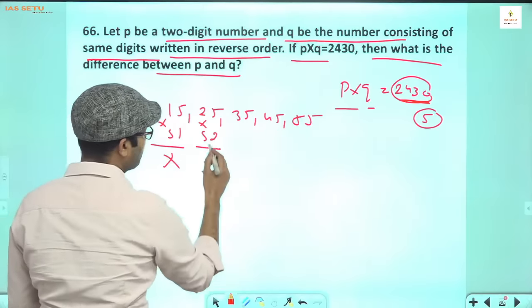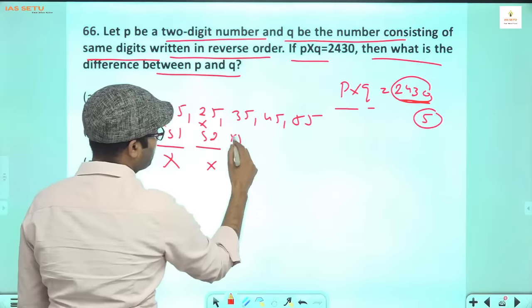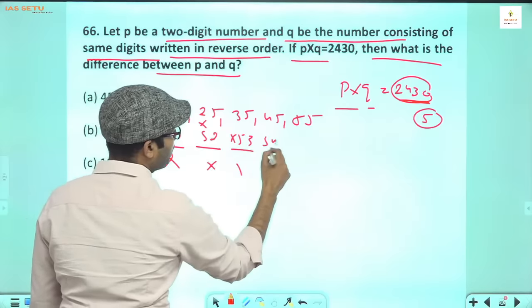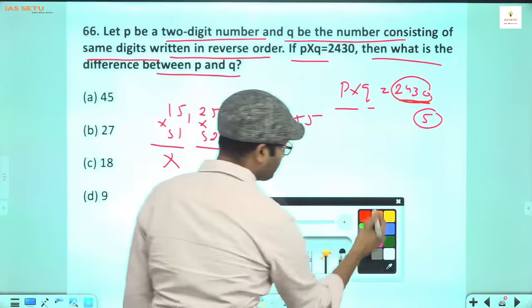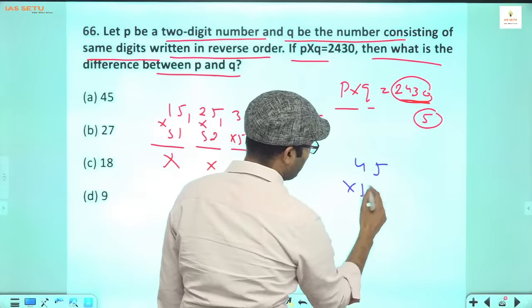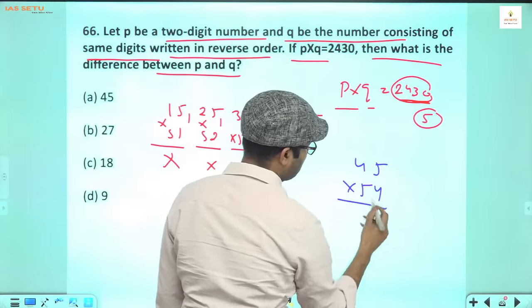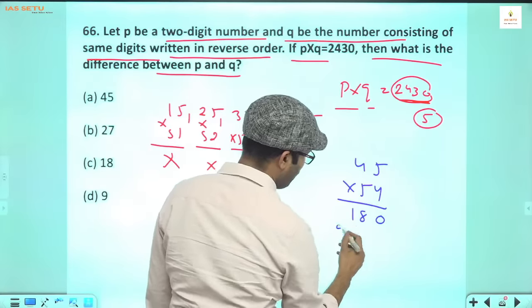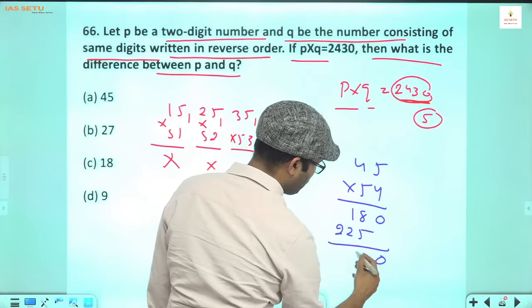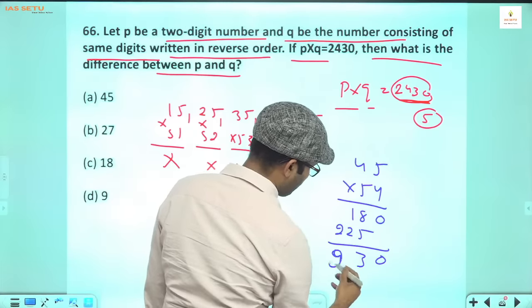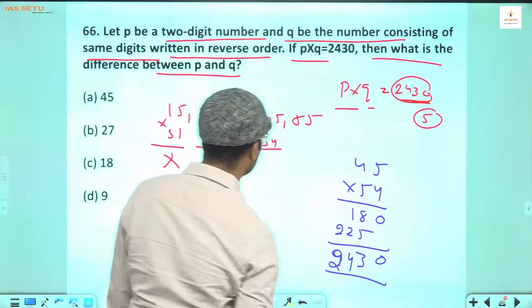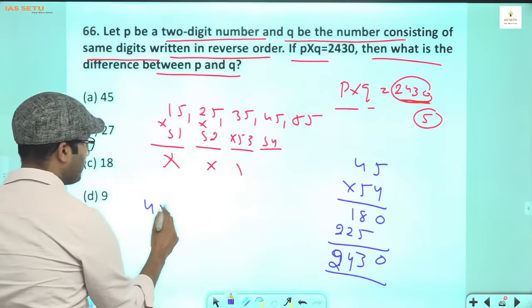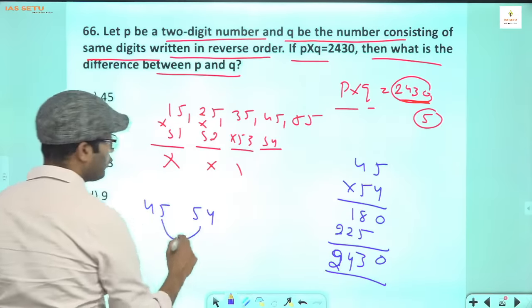Are you getting 2430? No. It is 53. No. 45 into 54. Check. 45, 54. 180, 225, 03, this is 2430, perfect. तो one number is 45, another number is 54, confirm.